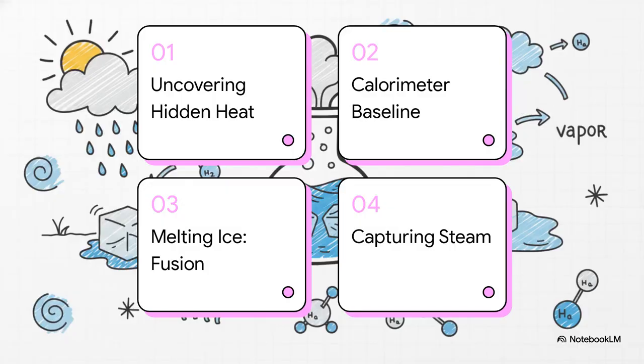Quick look at our roadmap for today. We're going to start by uncovering that hidden heat, then establish our calorimeter baseline, move on to melting ice for the heat of fusion, and finally, we'll capture some steam to look at the heat of vaporization.